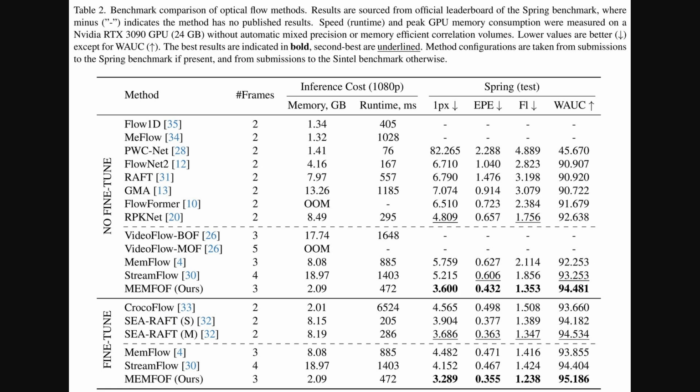Moving to the results, this table lays out the hard numbers from the Spring benchmark, comparing MEMFOF against other leading methods. We see a few key metrics here, like endpoint error, which is the average pixel distance error, and 1-pixel error, the percentage of pixels that are off by more than 1 pixel. For most of these, lower is better. Looking at the fine-tuned results at the bottom, MEMFOF gets the best scores across the board, all shown in bold. It's not just more memory efficient, it's also the most accurate.